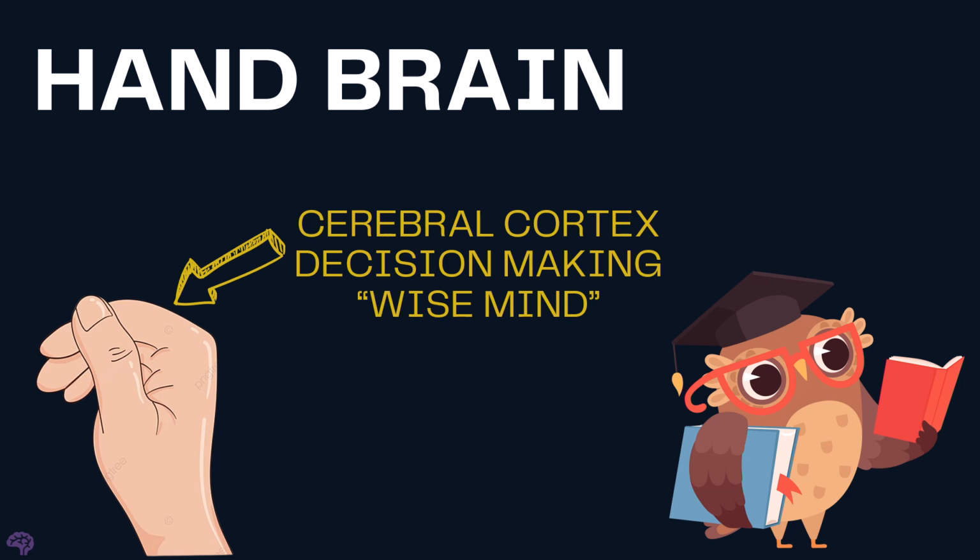All right, now if you start closing your hand, right there where your knuckles are, that's like your cerebral cortex. Now we're starting to get into the logic part of our brain. This is the part that can make decisions. It can do problem solving even. So this is our wise mind, what we're going to call our wise mind.